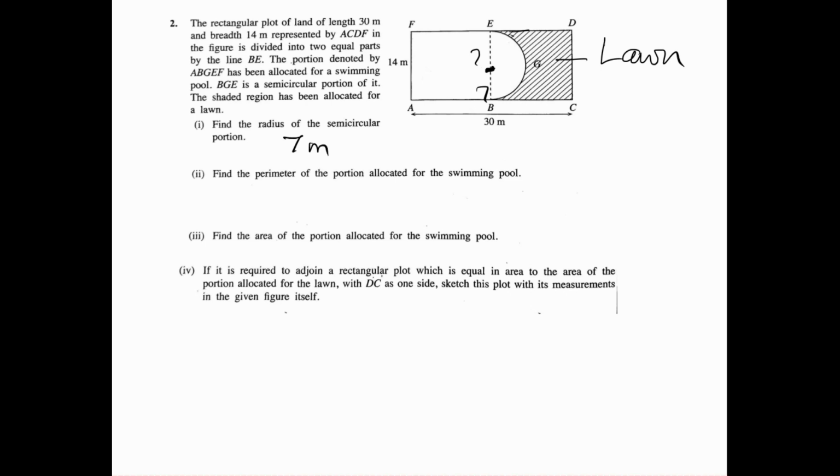Second part of the question, find the perimeter of the portion. So perimeter. So we need to work out the arc length. That is equal to 2 pi r divided by 2. That's simply pi r. That is equal to 22 over 7 multiplied by 7. That is going to cancel, simply 22. So the arc length is going to be 22. Okay. So the total perimeter, that's going to be 14.